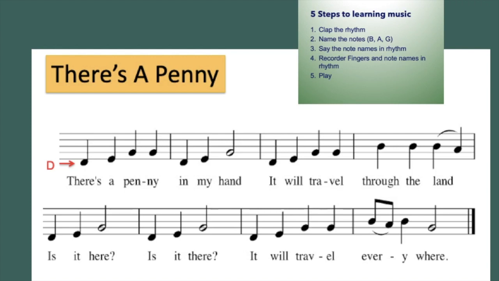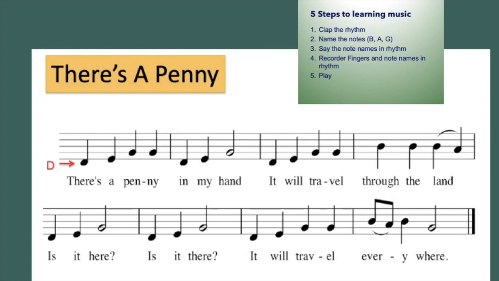First step is going to be clapping the rhythm. So let's clap the rhythm. 1, 2, ready, go. Not too hard, just mostly quarter notes, half notes, and then there's 2 eighth notes here. Everything else is the same.